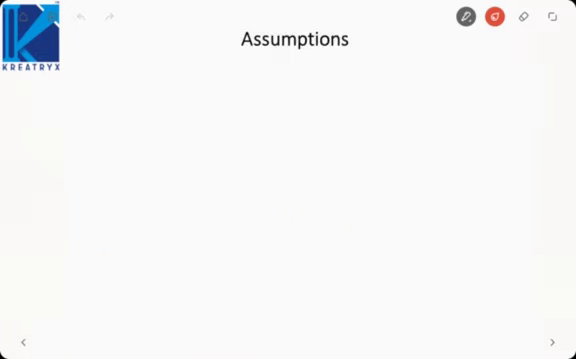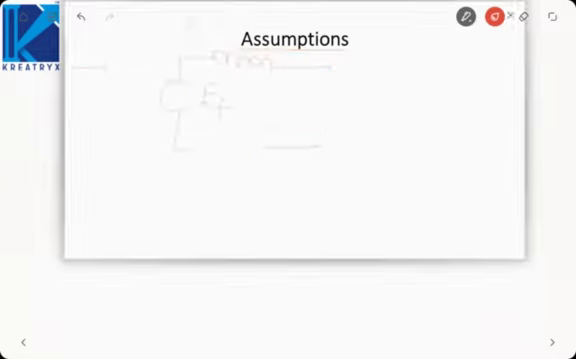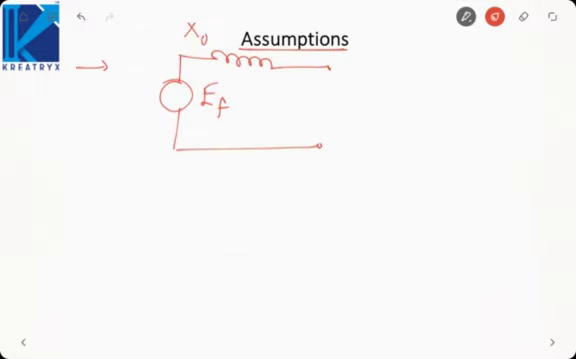Next, let us look at the assumptions that we make for the short circuit fault analysis. First is, the generator will be modeled as a constant voltage source behind subtransient reactance. I will explain the meaning of subtransient reactance later on, but this assumption just means that the generator has a constant EMF under faulty condition. This EMF remains constant.